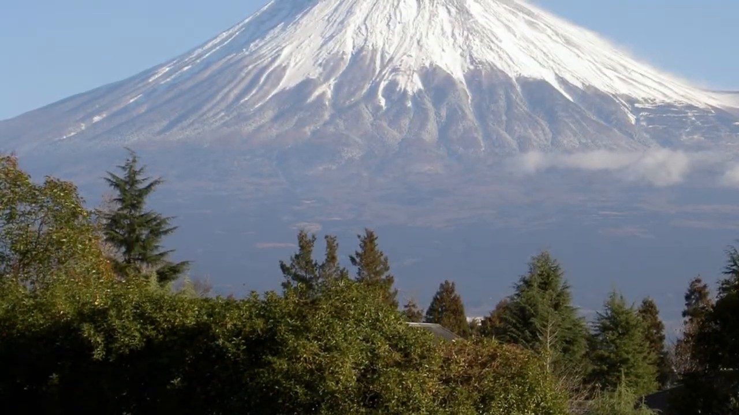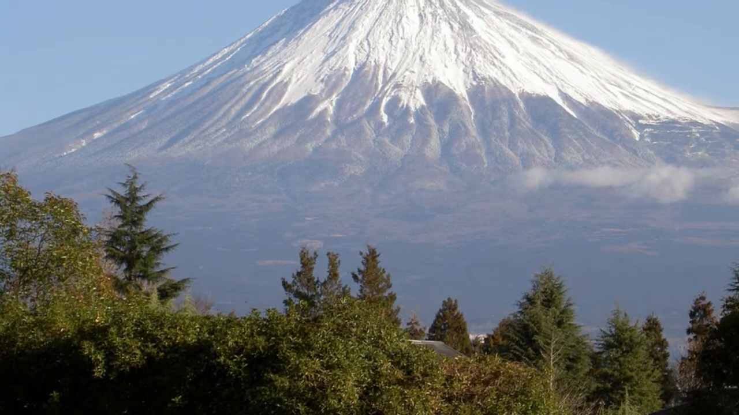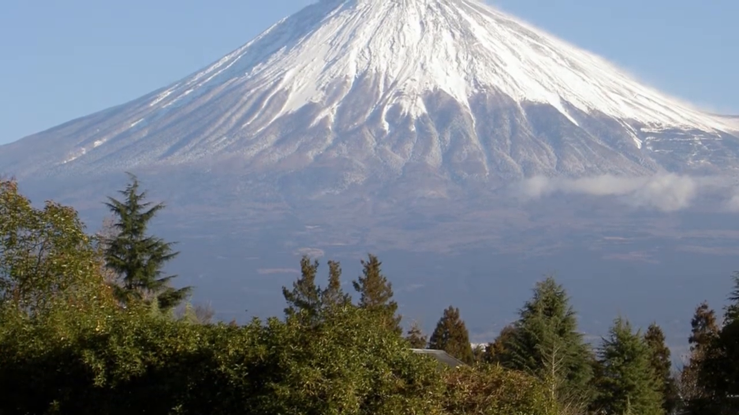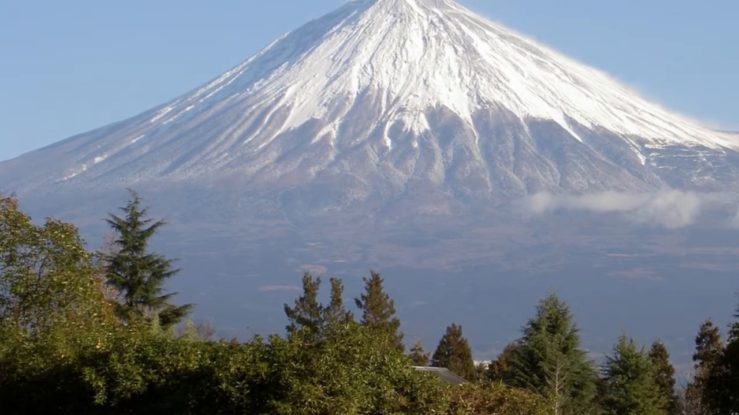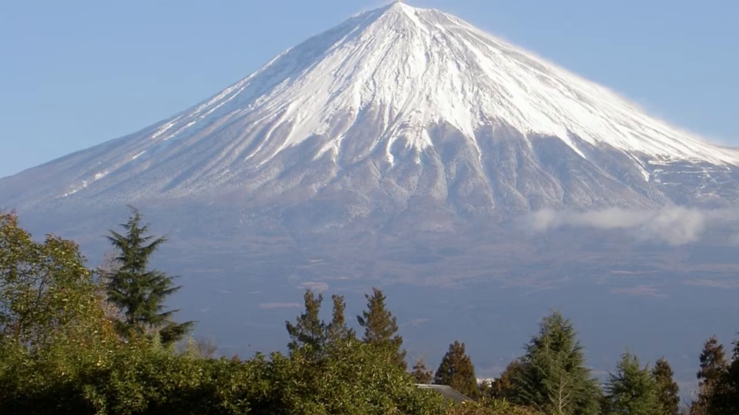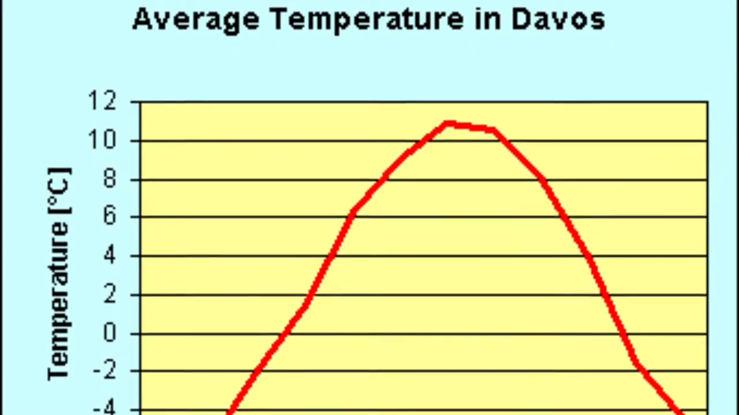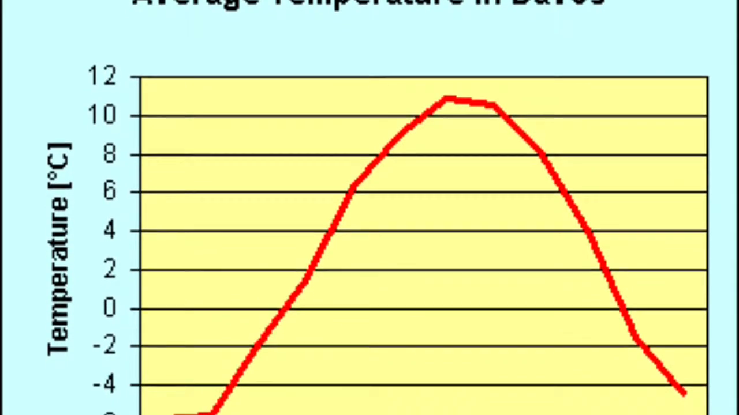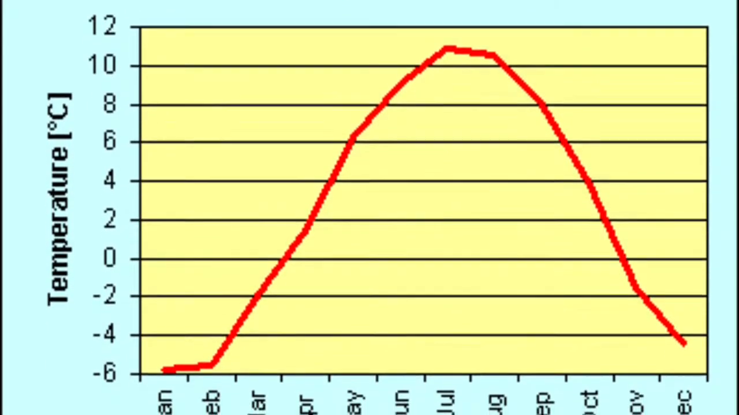During the summer, average temperatures range from 10 degrees to 15 degrees Celsius. The summer season may last from June to September. In the winter, the temperatures are below freezing. The winter season can last from October to May. This graph exemplifies just that. The graph shows the average temperature throughout the year in Davos, a small town in the Swiss Alps.